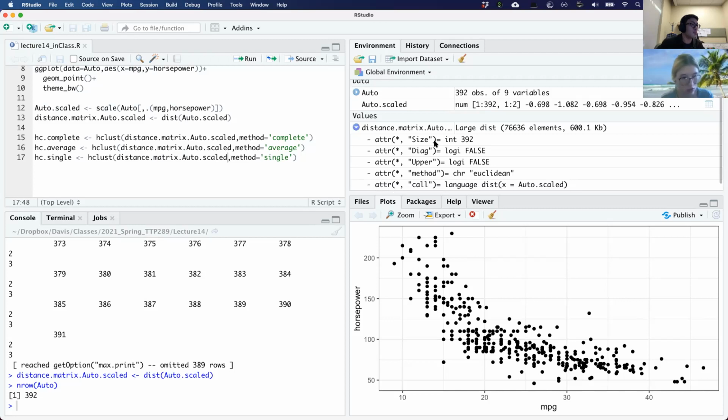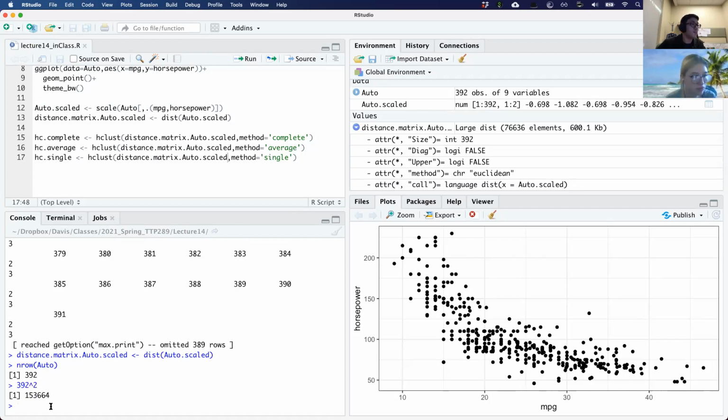It's not actually going to let me look at this, huh? Okay, so 392 squared, 153,664.